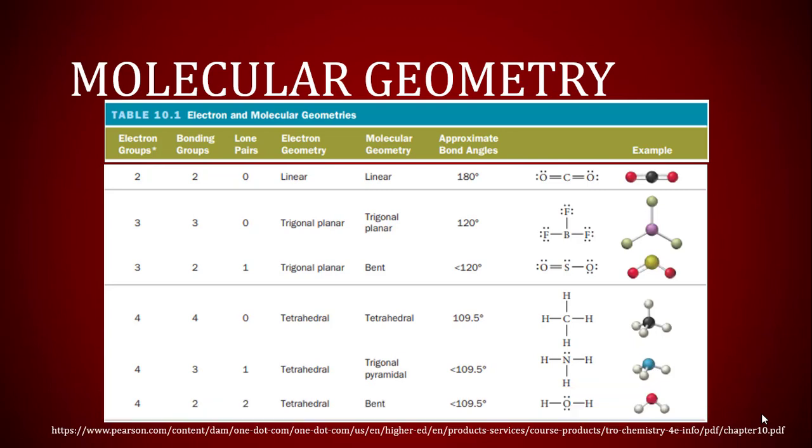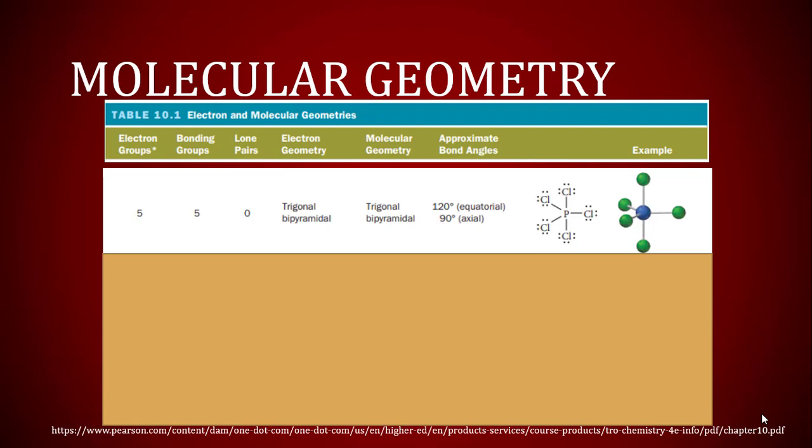And then last, you could have 2 bonding domains and 2 non-bonding domains. So your electron domain geometry remains tetrahedral, but you now have a bent molecular geometry. These bond angles are even less than the trigonal pyramidal, and you have water being the classic example. If you go to 5 electron domains with 5 bonding domains, then once again the electron domain geometry and the molecular geometry are the same at trigonal bipyramidal, and phosphorus pentachloride is a good example of that.